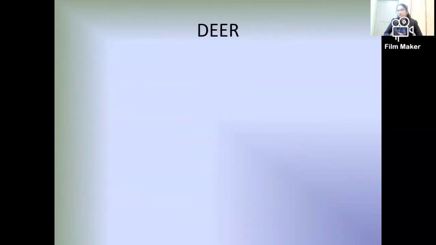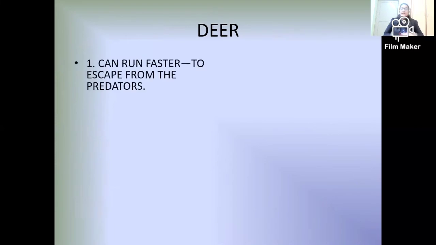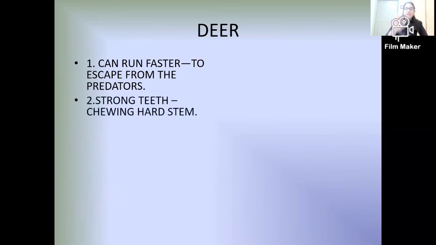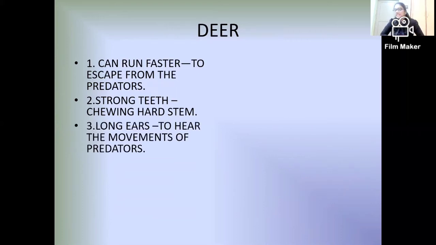Now we have seen about the lion. Let's see the prey of the lion, which is deer. Now, first and important thing of a deer, it should run faster because it has to escape from the predators. So first thing, it can run faster because it has to escape from the predators. Two, it has strong teeth, and these strong teeth help in chewing hard stems. The incisors, which are the strong teeth.